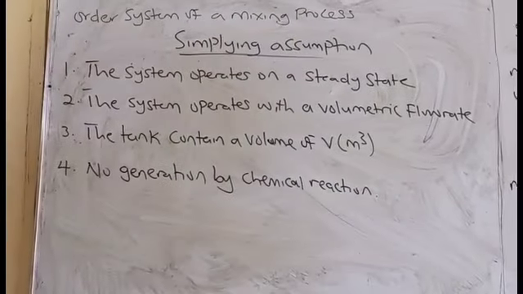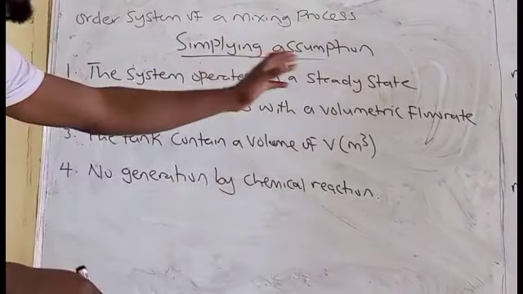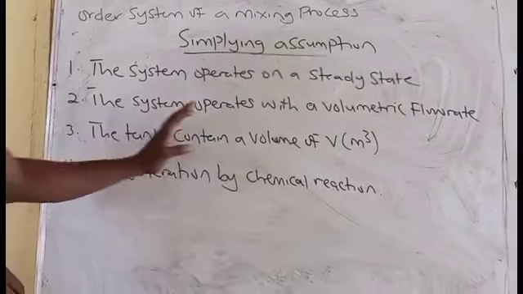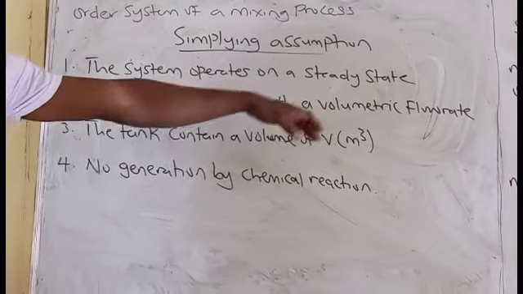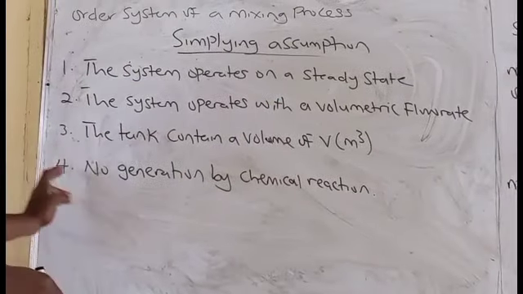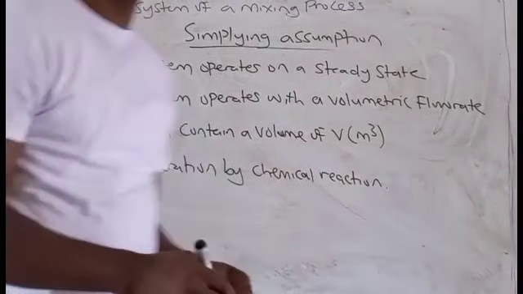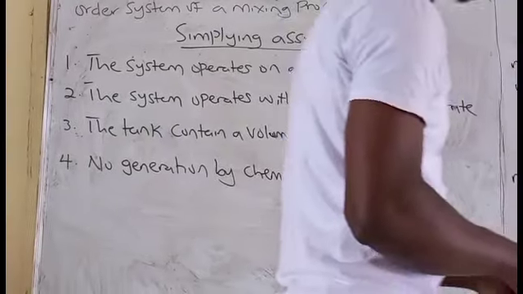So these are the assumptions now. The system operates on a steady state. The system operates with a volumetric flow. The tank contains a volume of V meter cube. Then, no generation by chemical reaction. So now these are the simplifying assumptions.